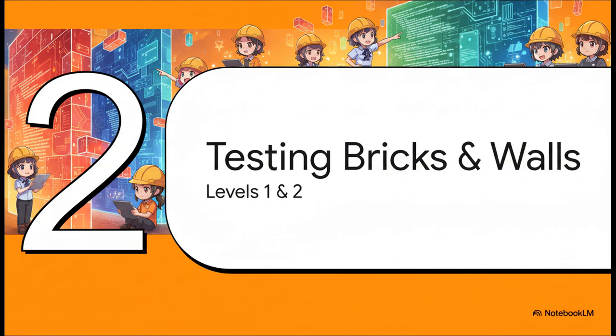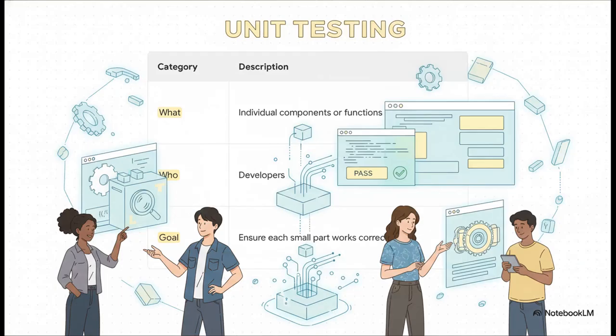Okay, let's dive into those first two levels. We're heading back to our construction site to look at the most fundamental parts, the bricks and the walls. The very first level is unit testing. This is where we're checking the bricks. In software, a unit is the smallest possible piece you can test, like a single function or a button. And who does this? The developers themselves. They write a little bit of code and then they immediately test it to make sure that tiny piece works perfectly on its own before it gets mixed in with anything else.